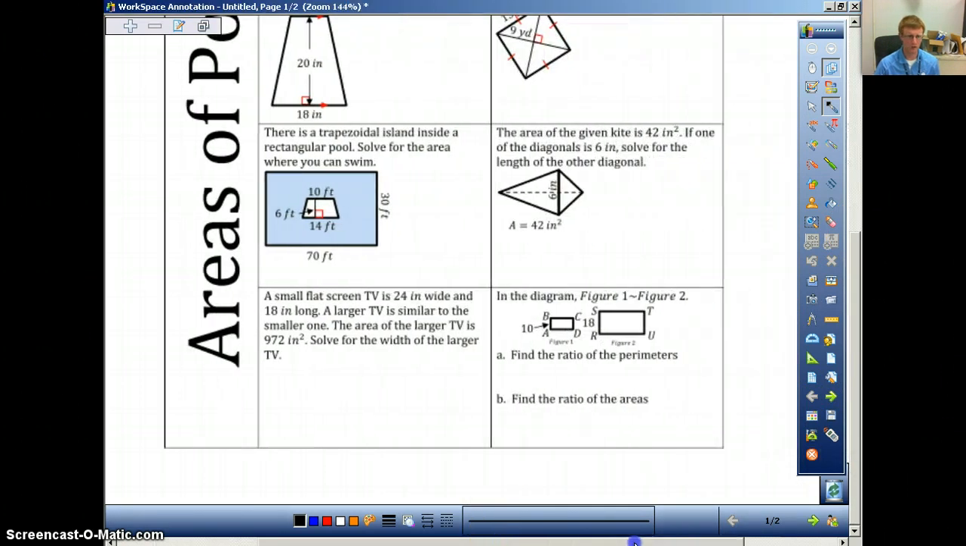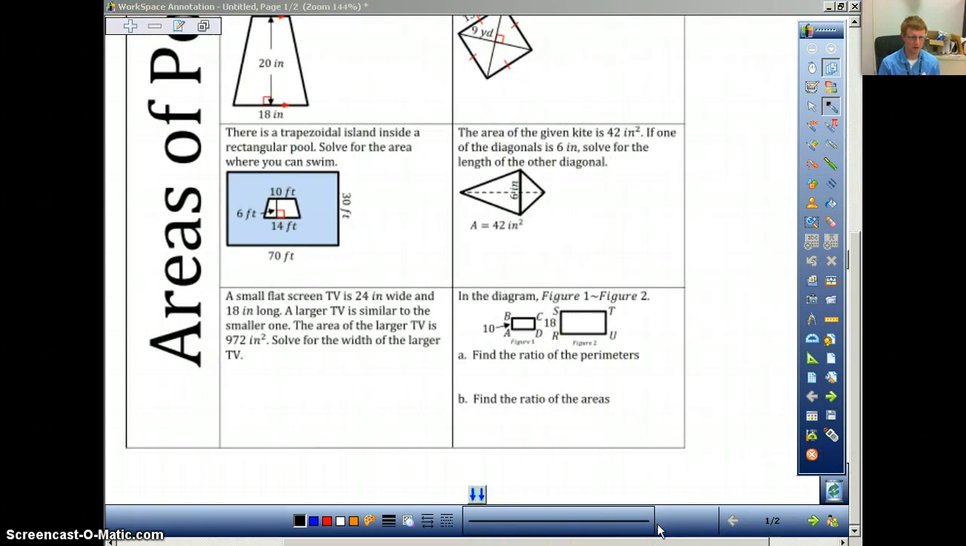Our first example is talking about flat screen TVs. It says a small flat screen TV is 24 inches wide and 18 inches long. So that gives us the dimensions of a small one. A larger TV is similar to the smaller one. The area of the larger TV is 972 inches squared. It says solve for the width of the larger TV. So in other words, we need to figure out what the missing width is based on knowing that these two are going to be similar to each other.